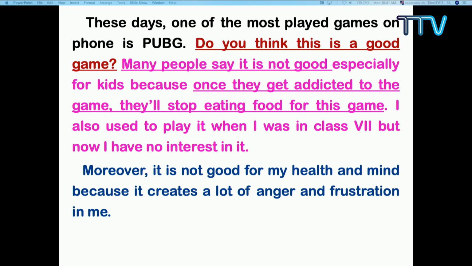The information is not complete. So this is a dependent clause. It has to depend on some other phrases or words to make sense. So they'll stop eating food for this game. Now this is an independent clause because this can function independently. So this part, once they get addicted to the game, they'll stop eating food for this game. This is an example of a complex sentence.